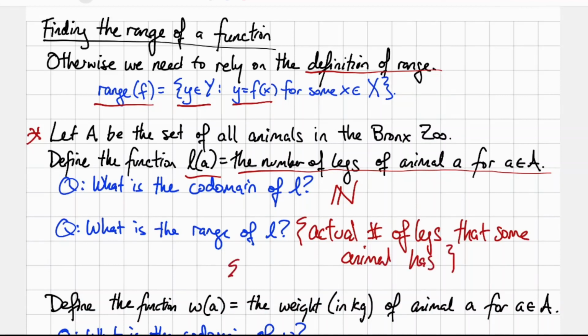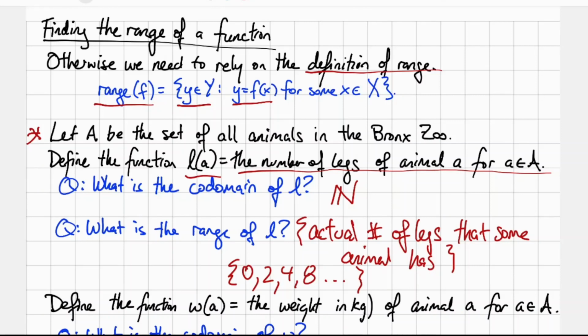There will certainly be a 0, a 2, and a 4 in there. Maybe we should consider an octopus to have 8 legs. And how many legs does a millipede have? Well, what you'll have to do is an inventory of all the different legs of animals in the Bronx Zoo, and you'll have to write them out.